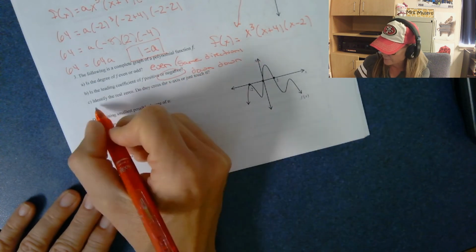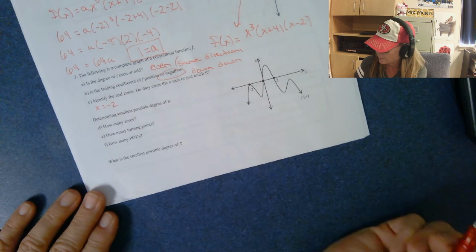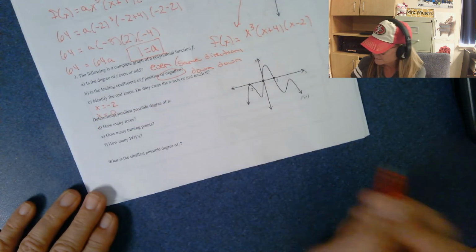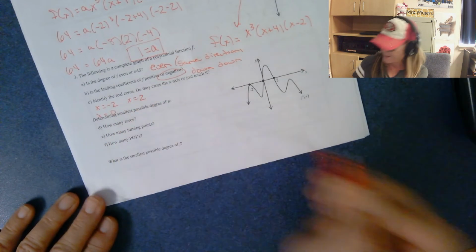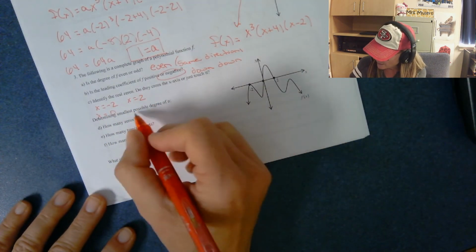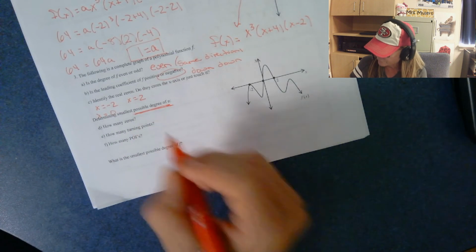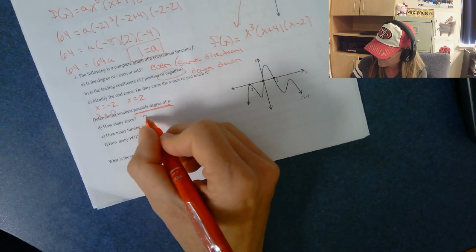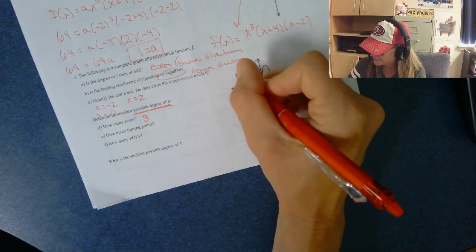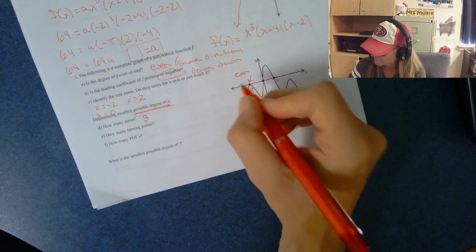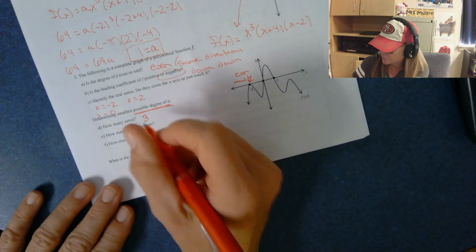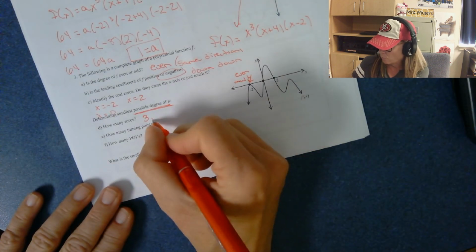All right, here we go with the zeros again. Negative 2, that's a touch. x equal to 0, that's a cross. x equal to 2, that's a cross. Okay, determine the smallest possible degree. So we have 3 zeros, but this one must have an even multiplicity. So how many zeros? 3, and one is a double root.